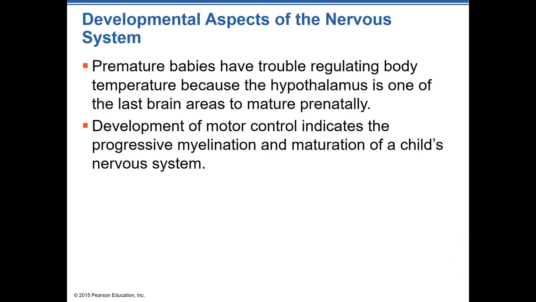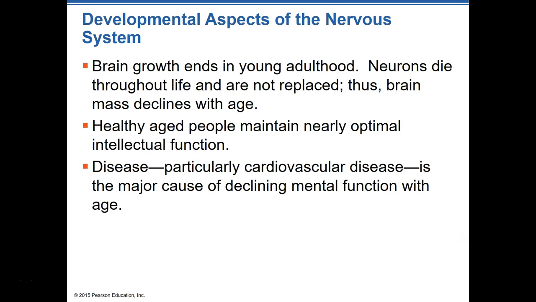As they develop, we can usually see the motor control because of myelination. As the child's nervous system matures, it becomes more and more myelinated as they grow. And that's where we can start to see that motor control start to take place. So as we grow, neurons die off and they're not replaced. So as we get older, we actually lose brain mass. It's pretty much unavoidable, but a good healthy lifestyle will be helpful at staving some of that off. Many, many people actually maintain near optimal intellectual function, even well into their old age.